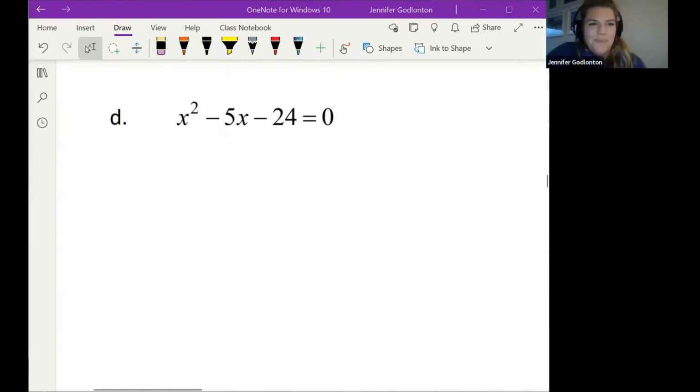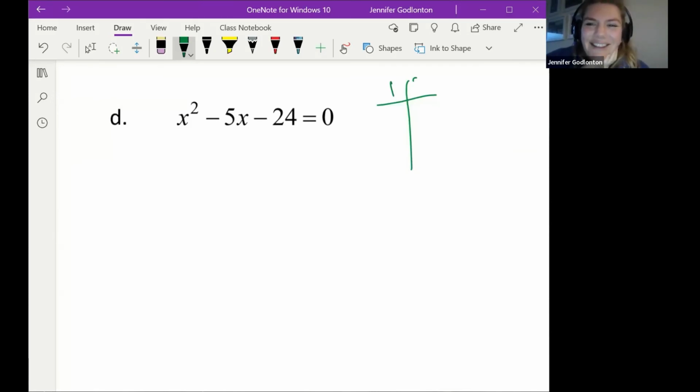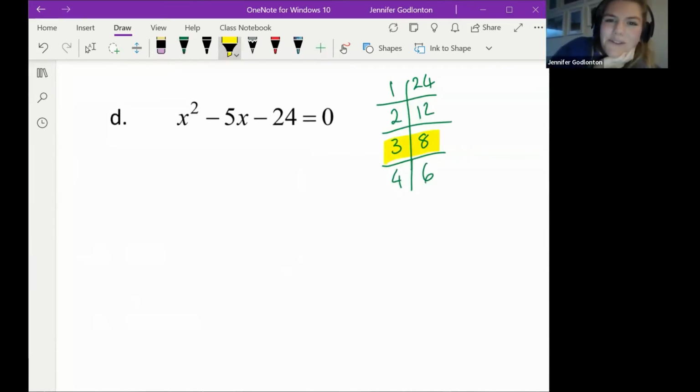Talk me through D. Okay, ma'am, so this is a trinomial. To solve it, first in your bracket you're going to have x. Should I talk about the factors? That would be great. Okay, ma'am, so 1 times 24. Good. 2 times 12. Good. 3 times 8. Yes. So, ma'am, you're going to use 3 times 8. Good, I'm going to use 3 times 8.